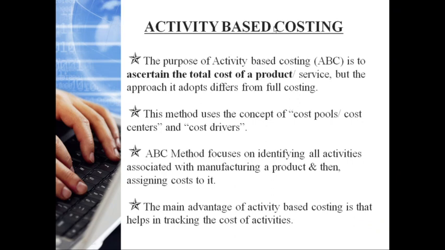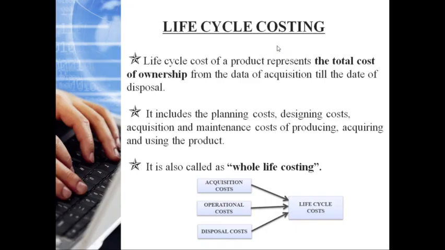And we saw something called activity based costing. This activity based costing is also called the ABC method of calculating cost, wherein we have the approach of cost pools or identifying the cost centers. So what do we do? We identify all the activities that are involved in manufacturing the product, and then we assign cost. Why do we do this? We have to find out the cost involved in every activity, and that's why we use this method of costing. Then we saw something called life cycle costing.